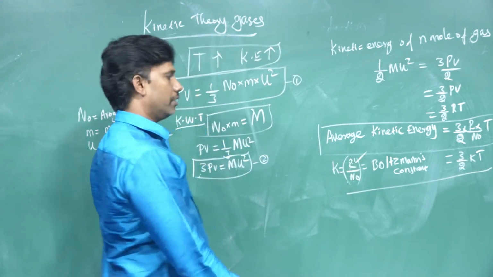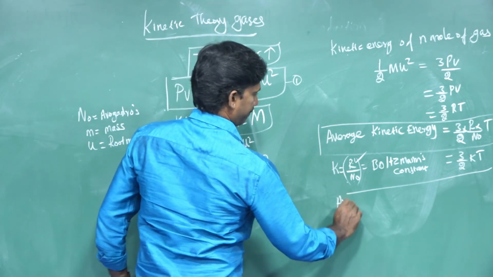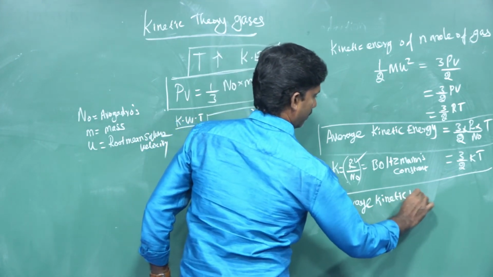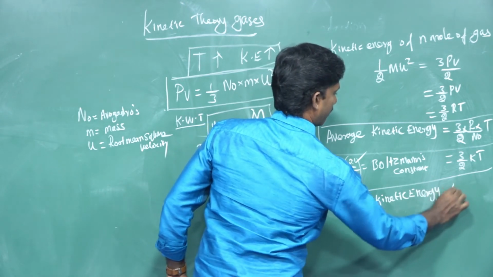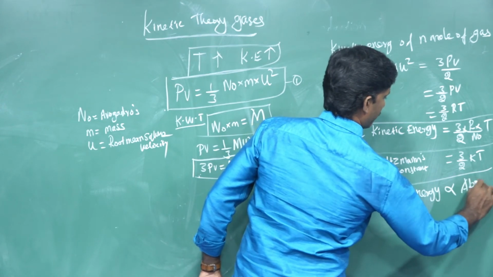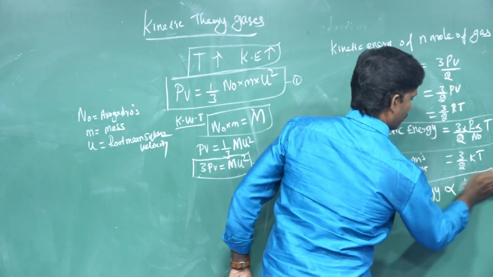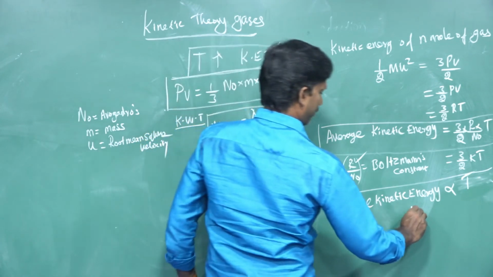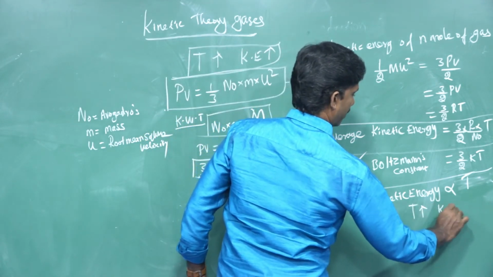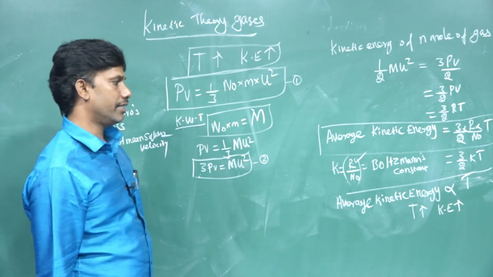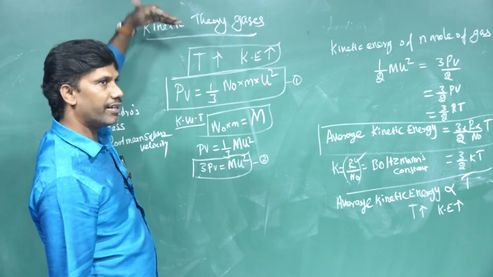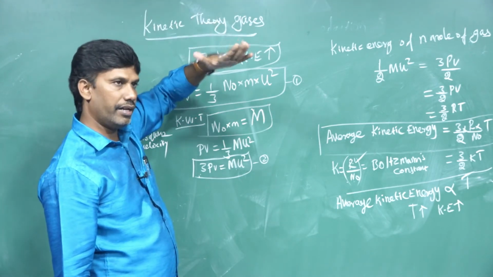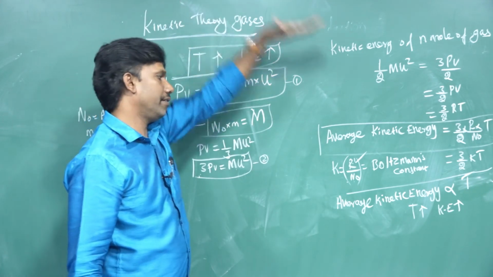From this we can come to the conclusion: average kinetic energy is directly proportional to the absolute temperature. It means when the temperature increases, kinetic energy also increases. That's why I said at first, what the kinetic theory of gases gives us: whenever temperature rises, there is an increase in kinetic energy. The same way, whenever temperature falls, the kinetic energy also decreases.